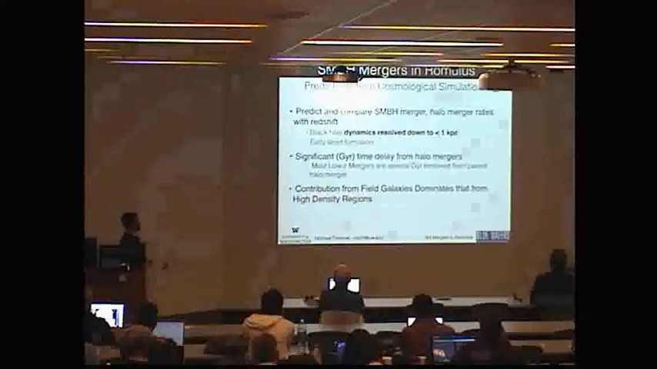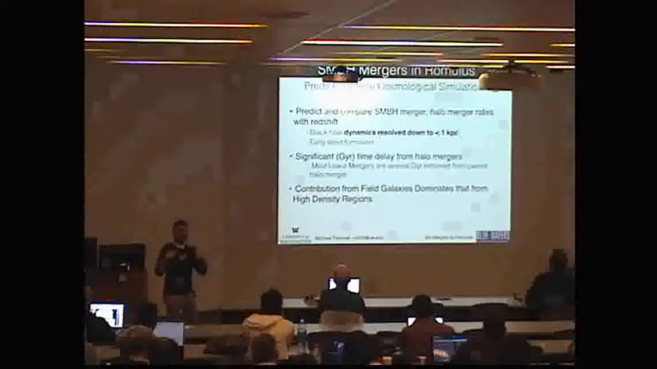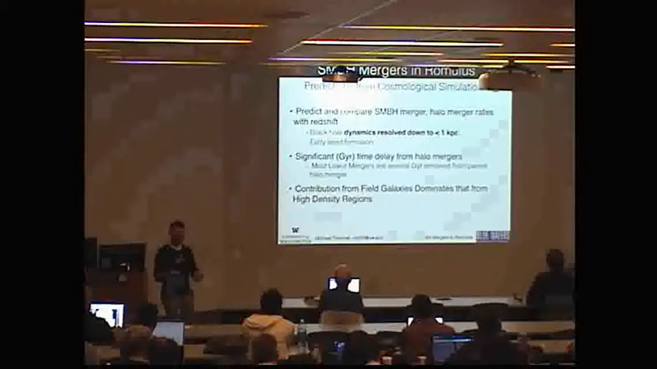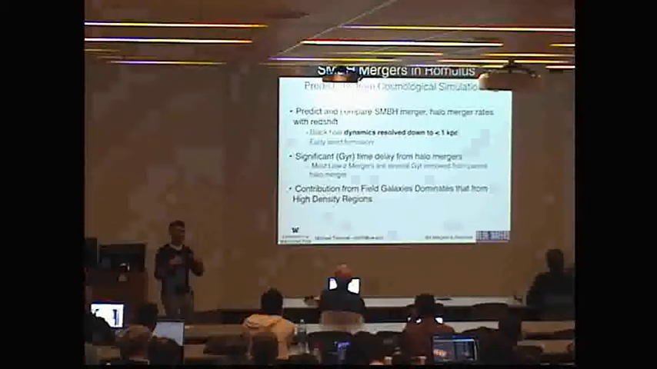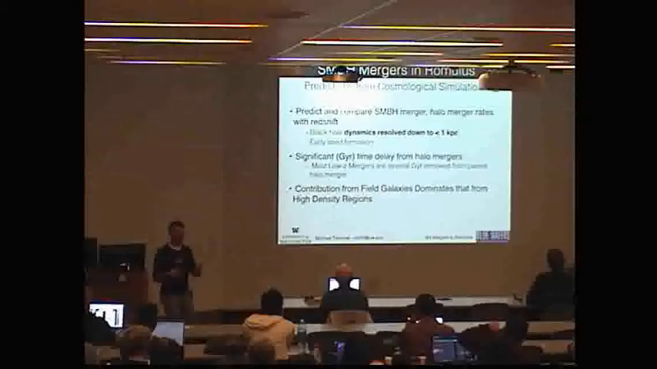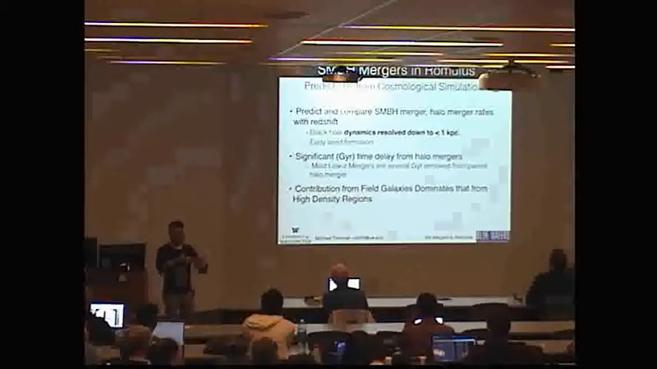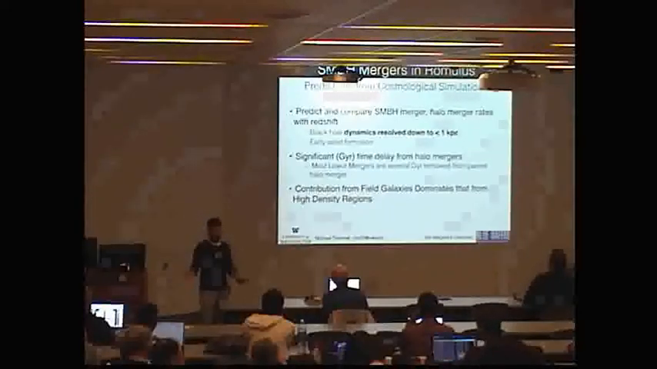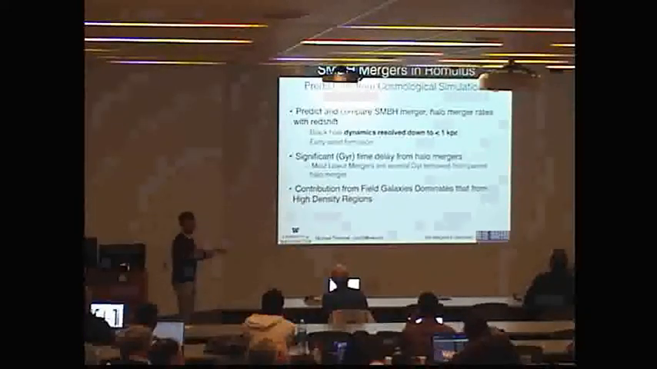And so, in summary of what I've said, we have a model for black hole dynamics that's able to accurately follow the dynamics of black holes in a cosmological context down to very low separations. We're able to make, for the first time, a self-consistent prediction for when and where black hole mergers should take place and how far removed they should be from their host halo merger events that originally brought them together.